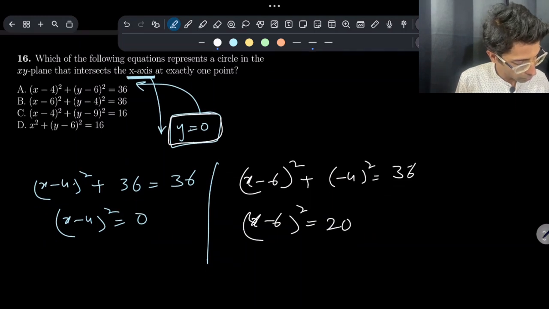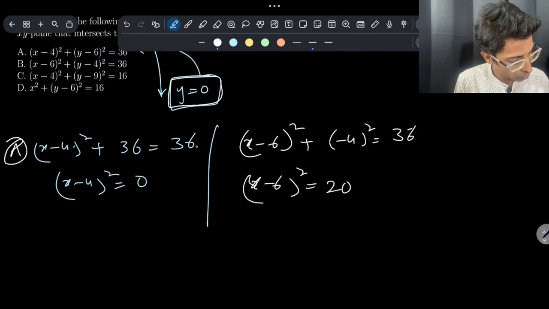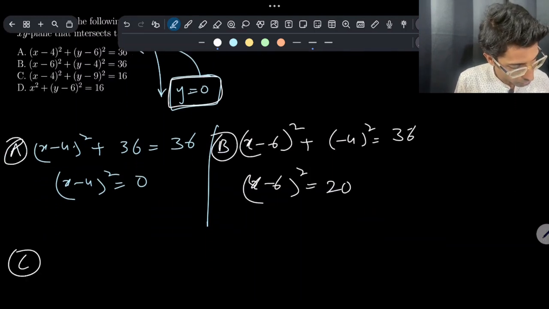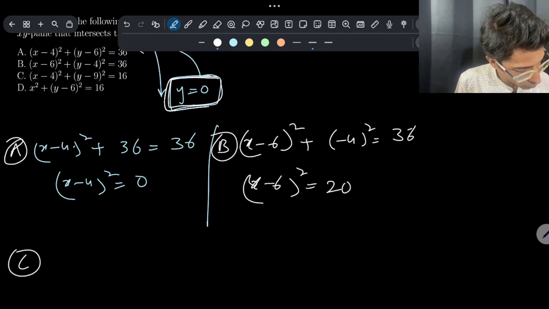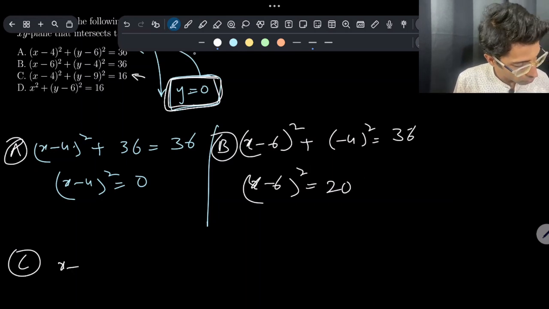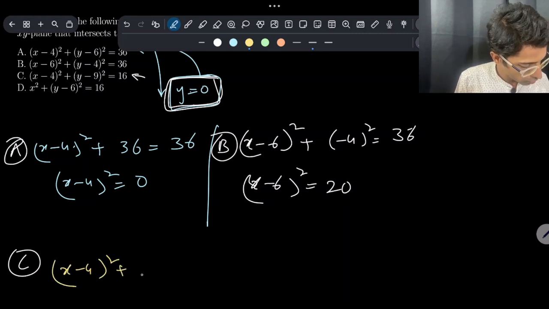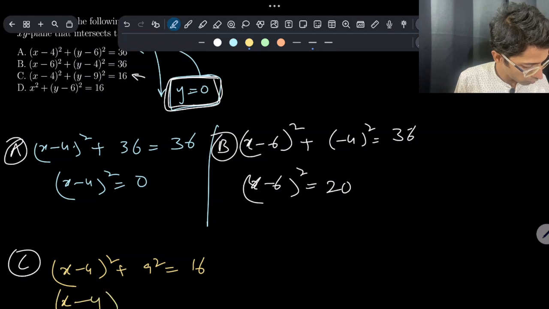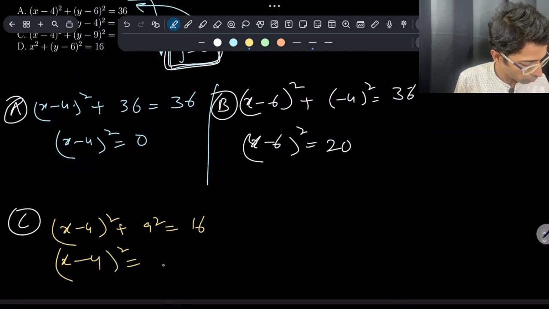Okay, this is for option A. This is for option B. This is for option C. Let me substitute y equal to 0 in this equation. So this comes out to be x minus 4 whole square plus 9 square equal to 16. x minus 4 whole square is equal to 16 minus 81, which is some negative value. I am not interested in that.